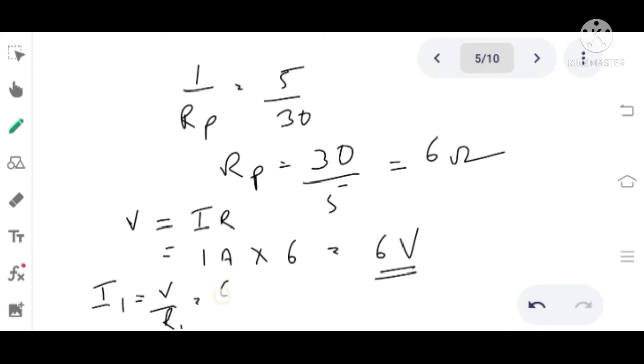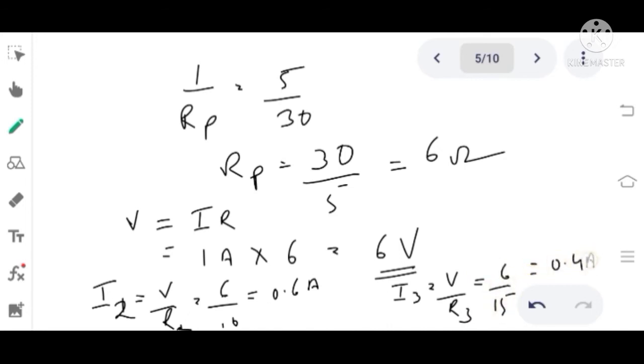That is I1 is equal to V by R2, 6 by 10, 0.6 amperes. Sorry, let's take it as I2 only, since the resistor is R2. So I2 equal to V by R2, 6 by 10, which is 0.6 amperes. Here instead of I1, I made it as I2, please note, so that we don't get confused. And the other current, let's take it as I3, which is V by R3. V is 6 divided by R3 is 15. So 6 by 15 is 0.4 amperes.